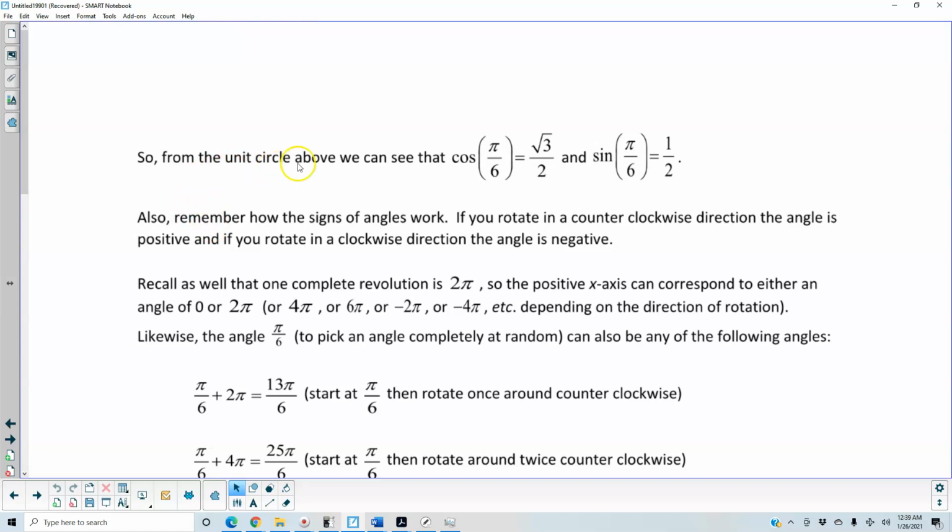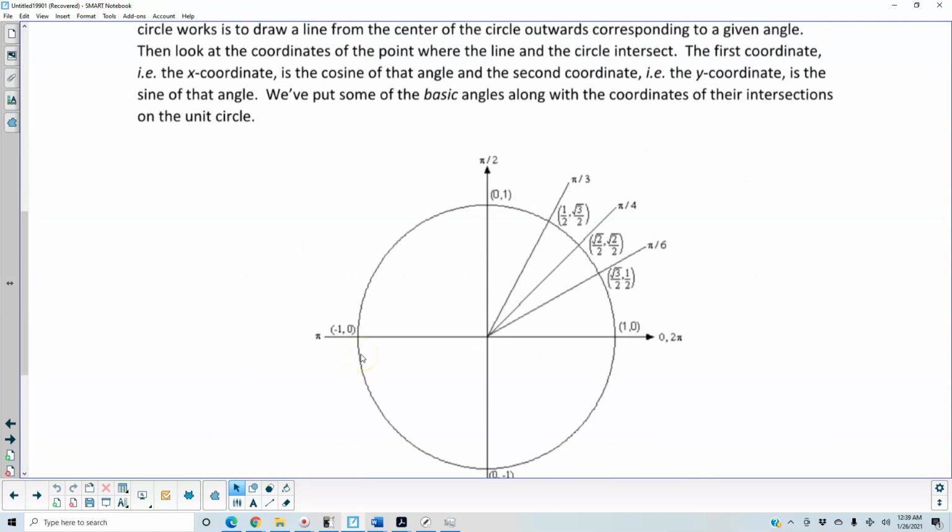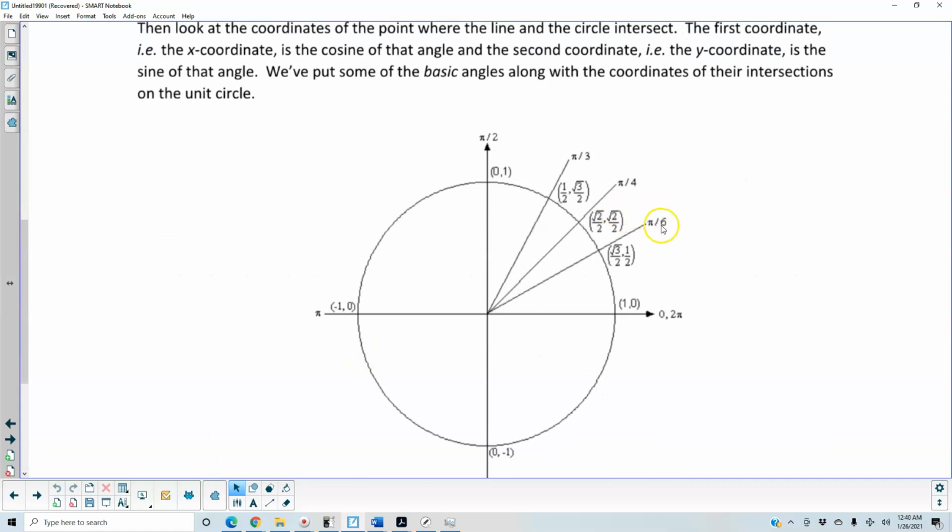Now, from the unit circle, we can see that the cosine of pi over 6 is equal to the square root of 3 over 2, and the sine of pi over 6 is equal to 1/2. So let's go back and verify that. So the cosine of pi over 6 is the square root of 3 over 2, and the sine of pi over 6 is equal to 1 over 2.